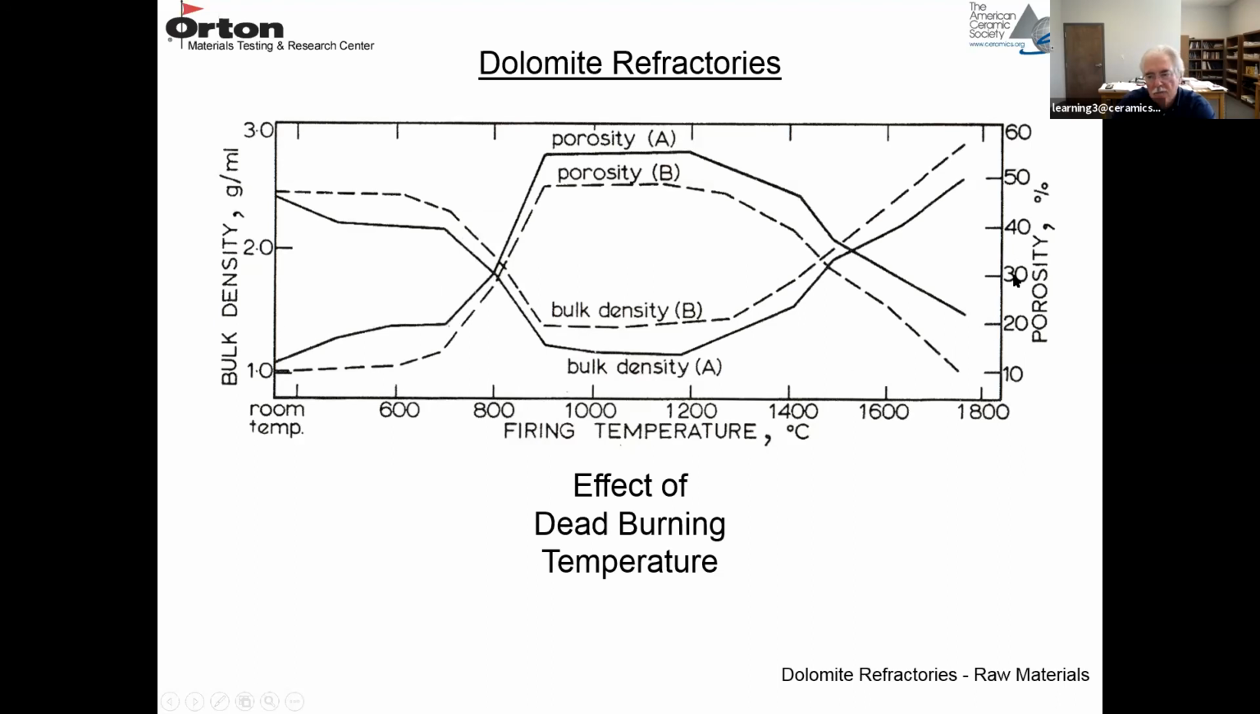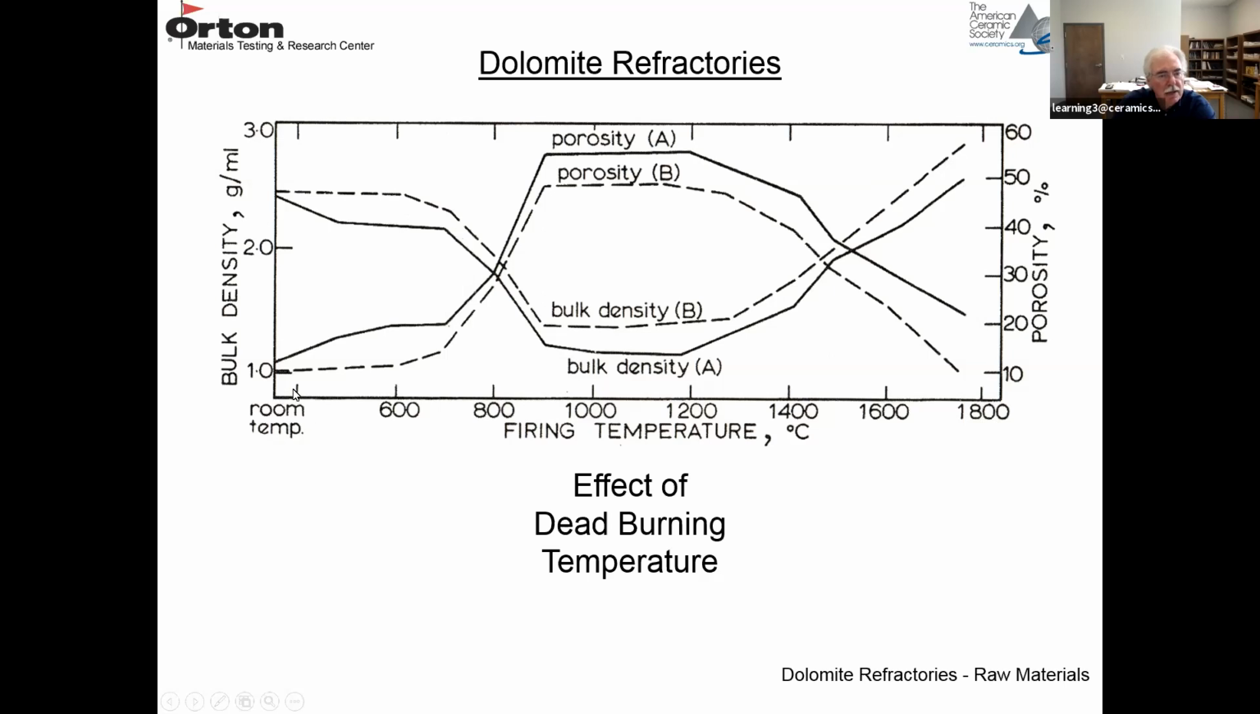This is bulk density and porosity versus firing temperature. So what happens during dead burning? You start out at room temperature, and in the temperature range 700 to 900 or so degrees C, where the carbonates decompose, the density goes down. It stays fairly constant until you reach a high enough temperature again, maybe 1300 degrees C, where the material starts to sinter and densify, so the density increases. So this is where it's dead burned over here.